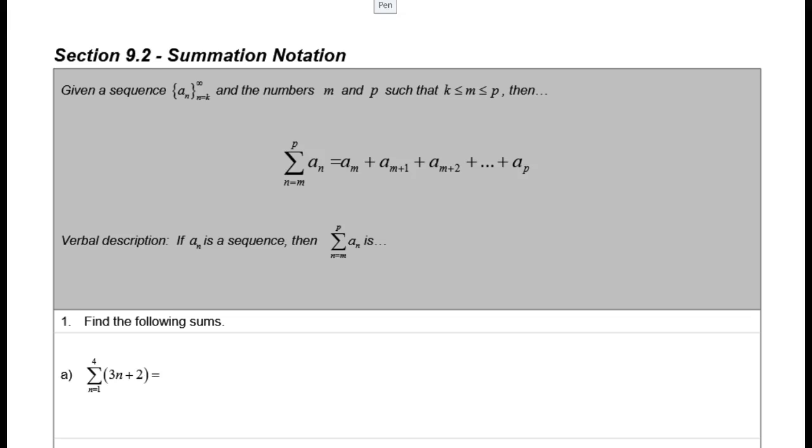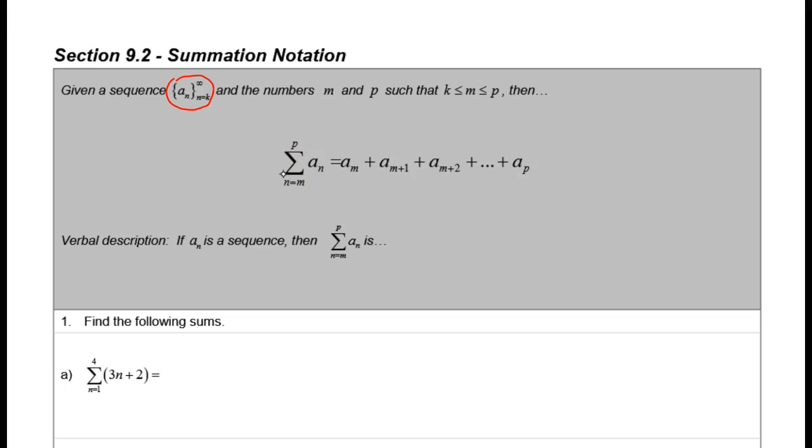Okay, so let's get started. If we're given a sequence using this notation, and that's the notation our textbook used in section 9.1 to define a sequence, where the index n goes from k to infinity, and we're also given the numbers m and p such that k is less than or equal to m, which is less than or equal to p, then the following is true.